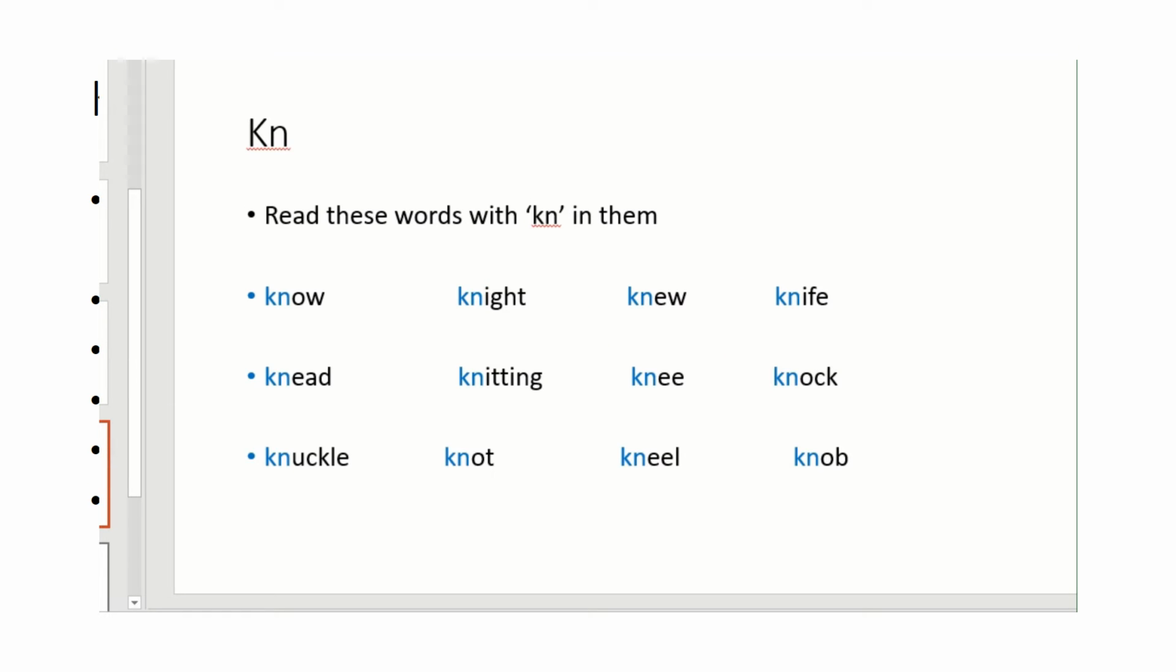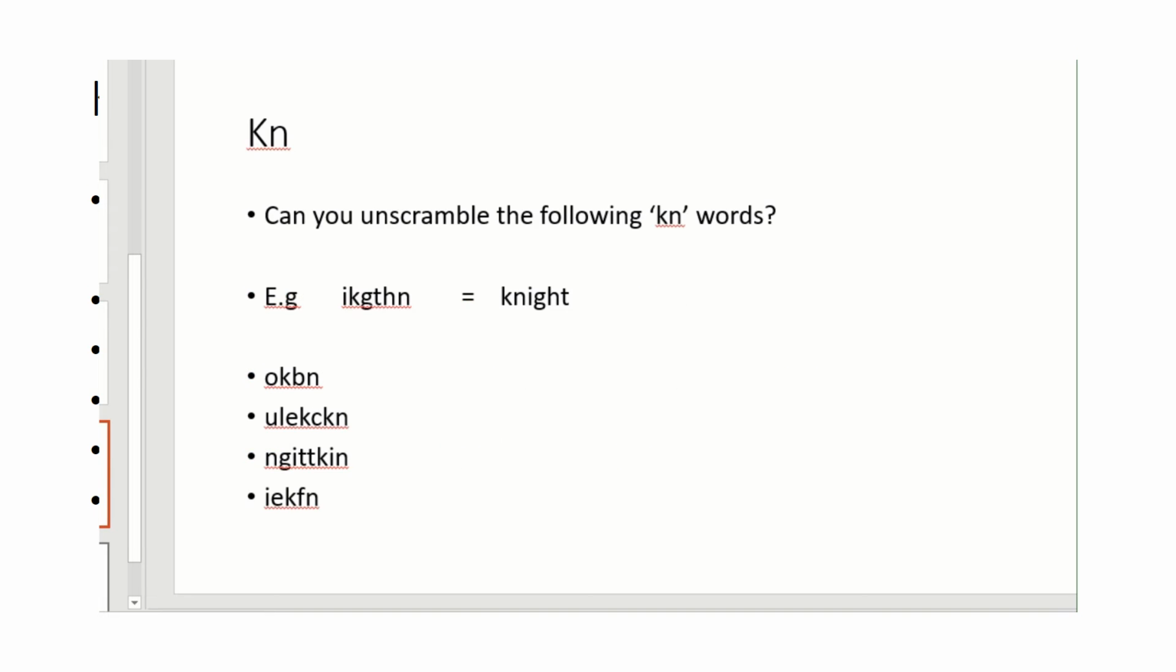Now then, I wonder if you'll be able to read these words with N in them. You can either read them straight out, like no, night. Or if you need to, have a go at using your phonics to sound them out. N, oo, new. Or knife, knife. I wonder how many of these words you can actually read.